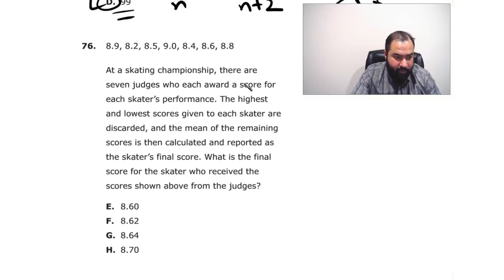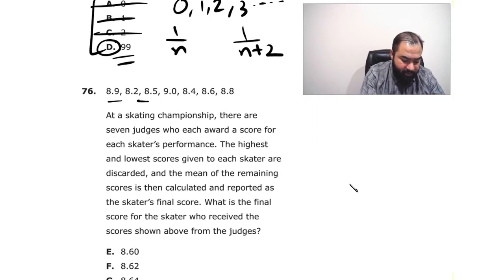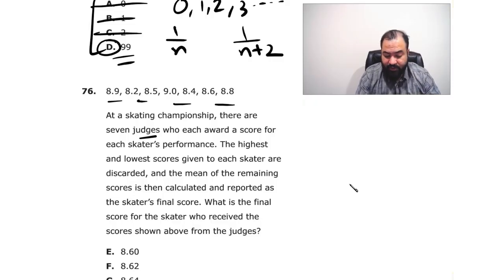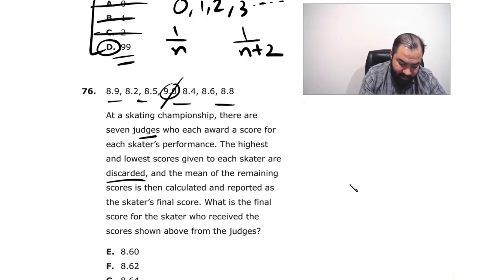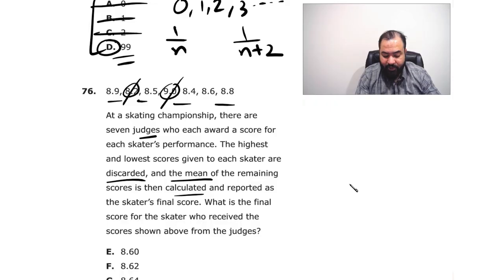Alright, now one more. They gave you a bunch of numbers, and then it says at a skating championship there are 7 judges who each award a score for each skater's performance. The highest and the lowest scores given to each skater are discarded. Discarded means you remove them. So the highest is 9, remove it, and the lowest is 8.2, remove it. After that, the mean means you add them and divide by the number of them. The mean of the remaining scores is calculated and reported as the skater's final score. So what is the final score?